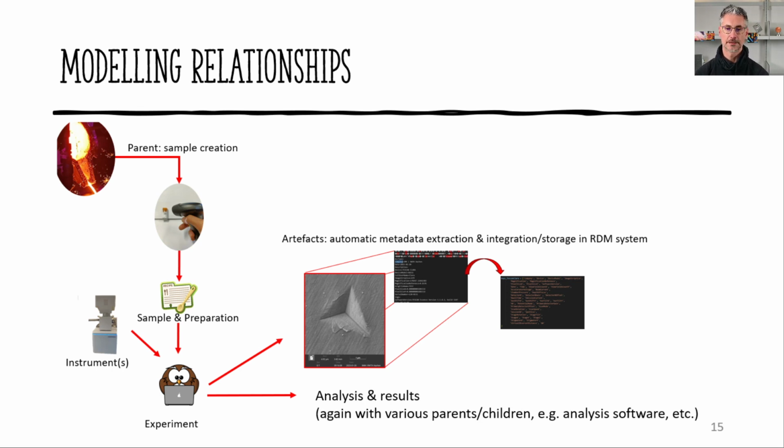And this can look like this. For example, we create a parent sample, and then we may or may not split this into several subsamples. Then we use instruments to prepare the sample. All of this is modeled in an experiment via links to the corresponding tables. And out come the results of the experiments, for example, numbers that we measure, but also artifacts like an image, and we can then extract metadata automatically and store them in the RDM system.